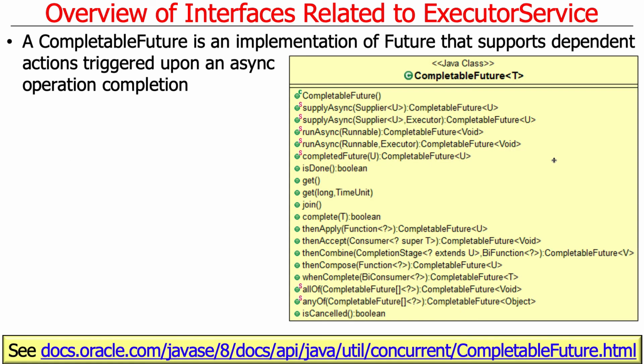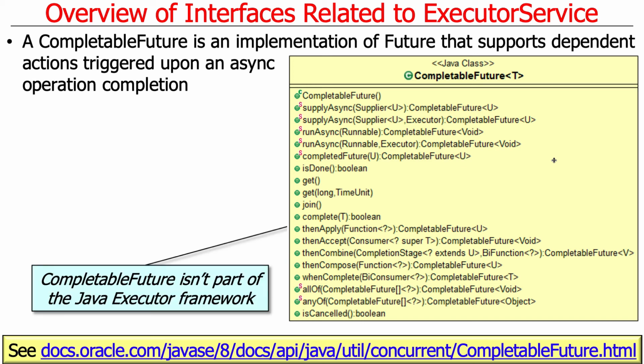So there's runnable future, which is a future, and then there's future task that inherits runnable future and adds some more stuff. There's also another framework called CompletableFuture, which is really cool, which is a much more powerful implementation of future that allows dependent actions to be triggered upon the completion of asynchronous operations. Those of you who took the class last semester remember that, because we did a whole unit on that.